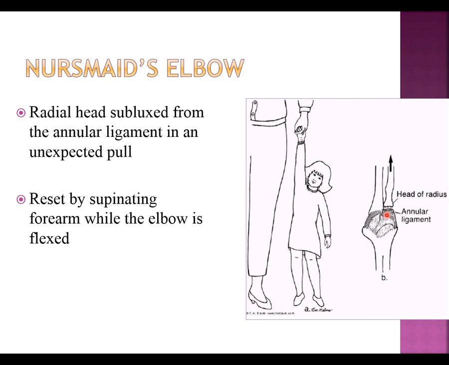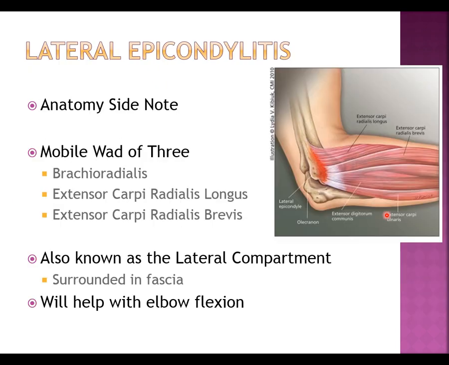So again, it may or may not be overly painful, but this is a specific kind of subluxation where the radial head is subluxed away from the capitulum. It's pulled out of the annular ligament as a result of a sudden traction force. Again, most common in children.